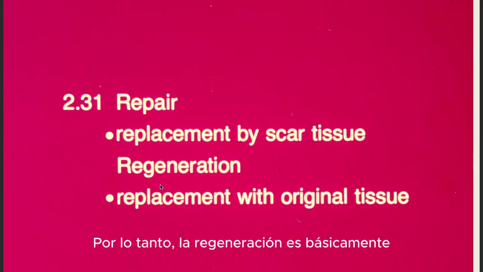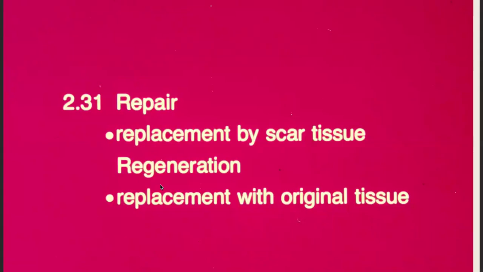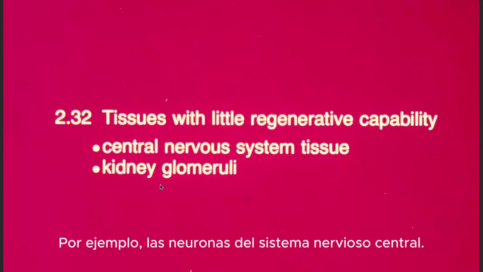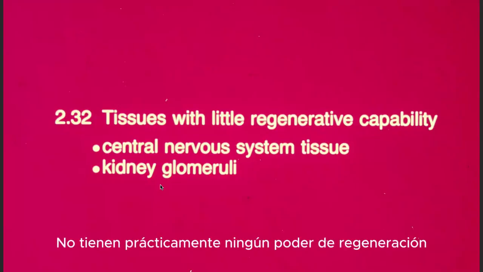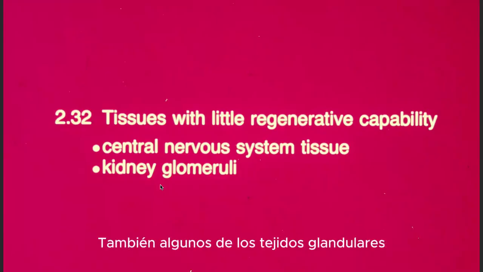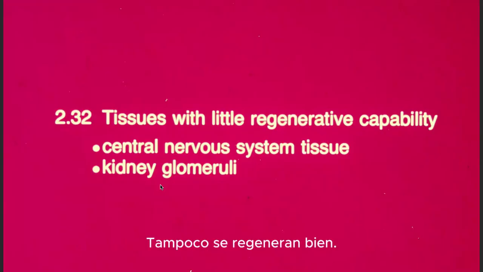Thus, regeneration is basically the replacement of an injured tissue by a newly formed similar tissue from proliferating adjacent specialized cells. The more specialized the tissue, the less likely it is to regenerate. For example, the neurons of the central nervous system, as stated before, have virtually no power of regeneration. Also, some of the glandular tissues, for example, the glomeruli of the kidney, also do not regenerate well.